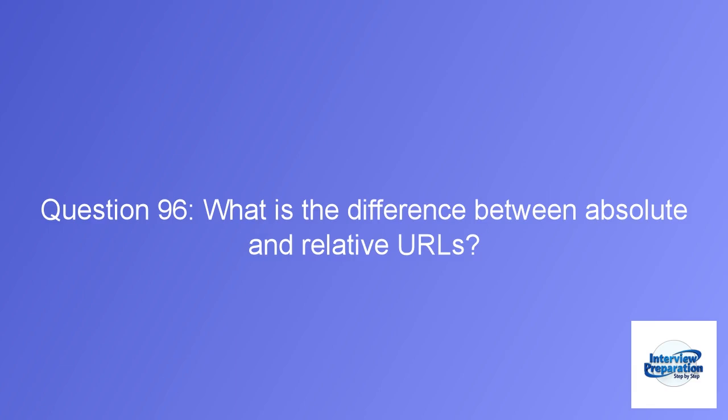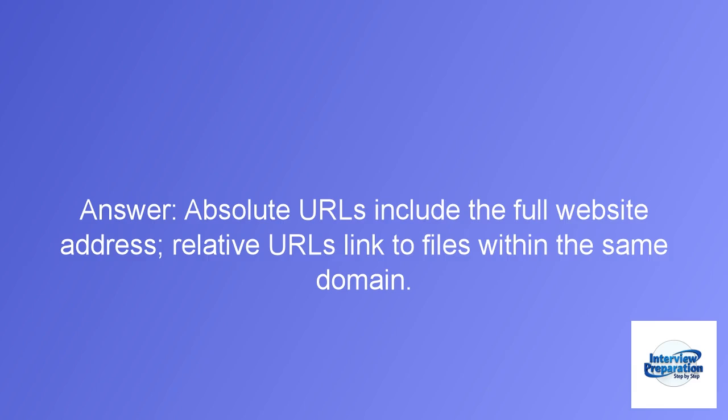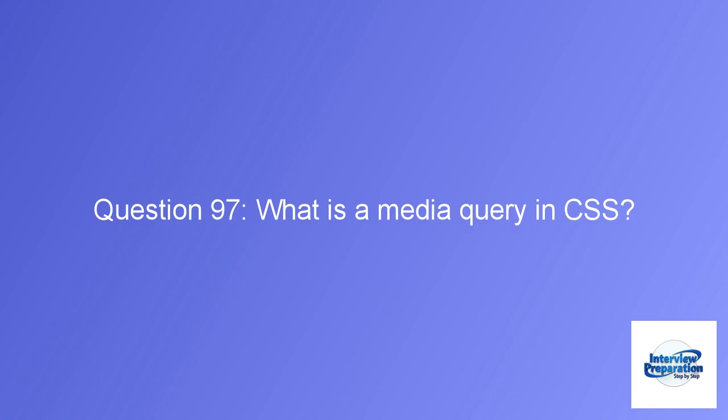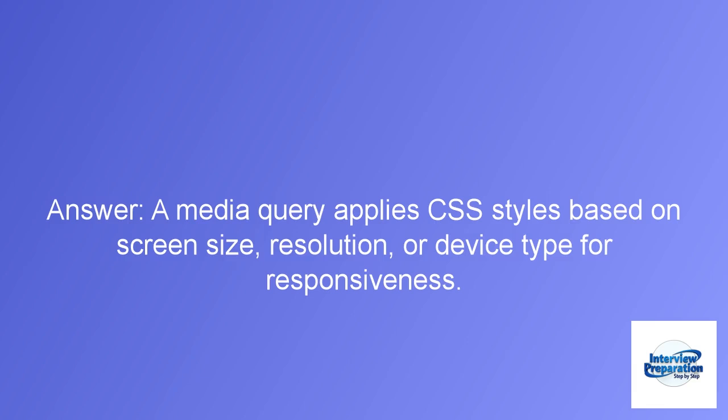Question 96. What is the difference between absolute and relative URLs? Answer: absolute URLs include the full website address. Relative URLs link to files within the same domain. Question 97. What is a media query in CSS? Answer: a media query applies CSS styles based on screen size, resolution, or device type for responsiveness.